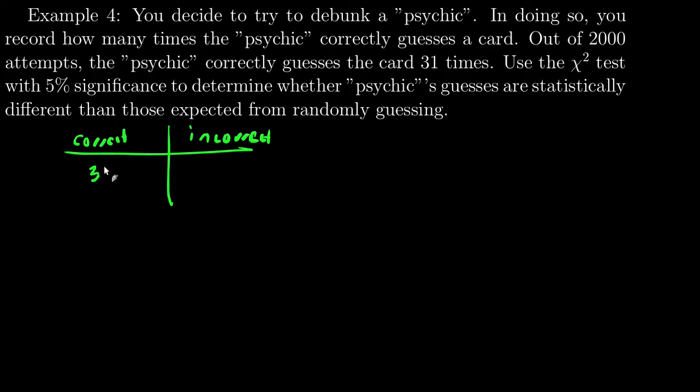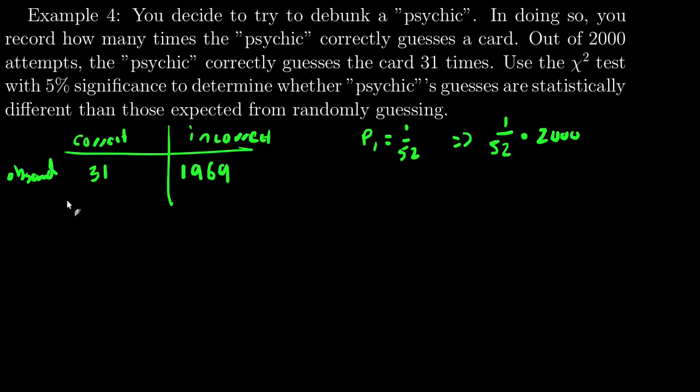The psychic guessed correctly 31 times. That means that the psychic guessed incorrectly 1,969 times. Now the next thing, so this is observed, we probably need to figure out what the expected outcomes for these are. So if I'm talking about a 52 card deck, the probability for being correct is 1 out of 52, and 1 out of 52 times 2,000 gives me 38.461 approximately.